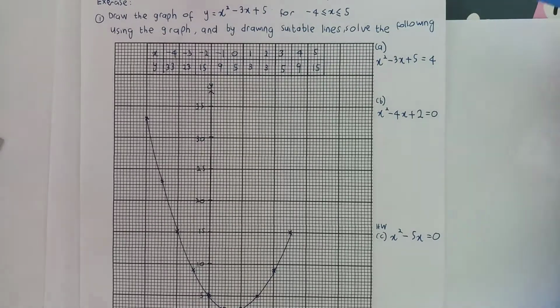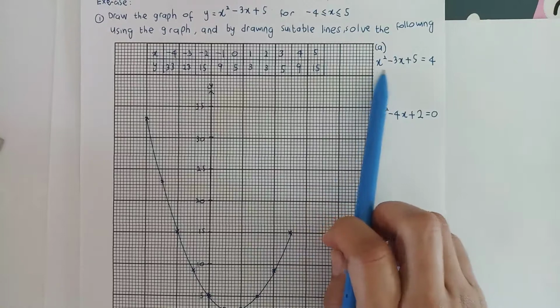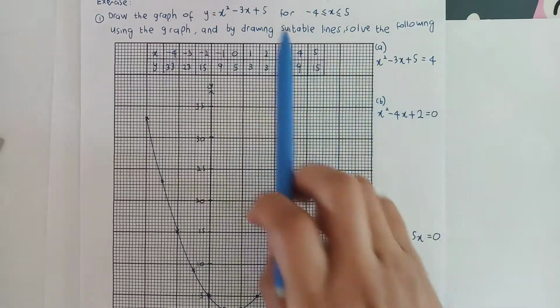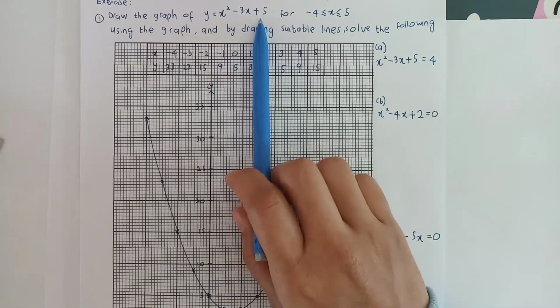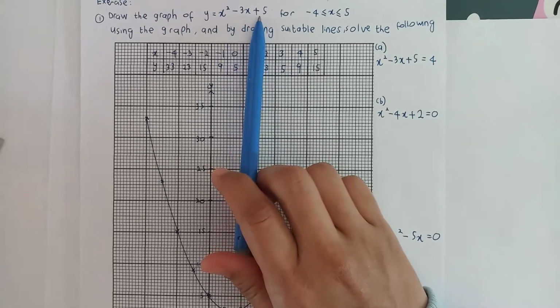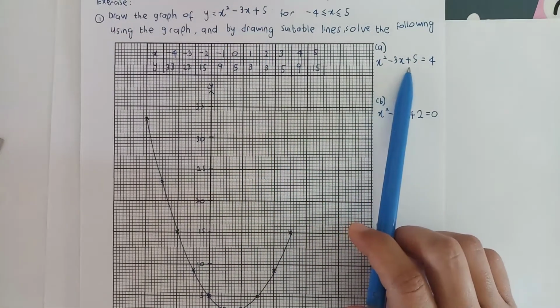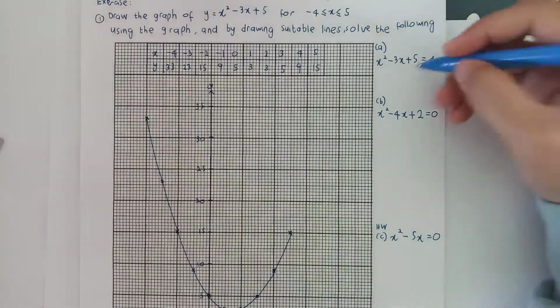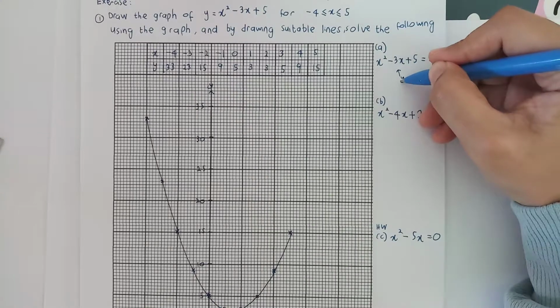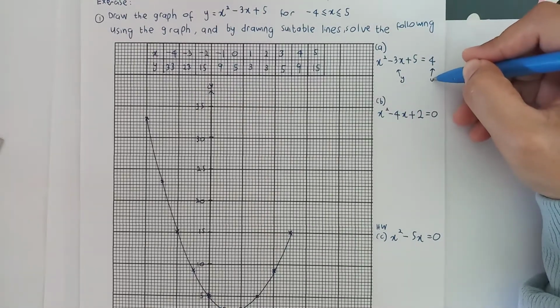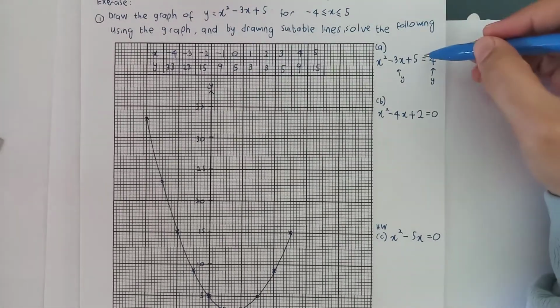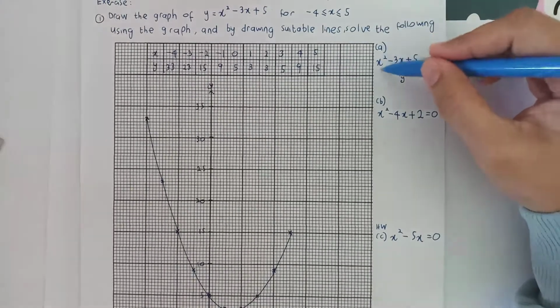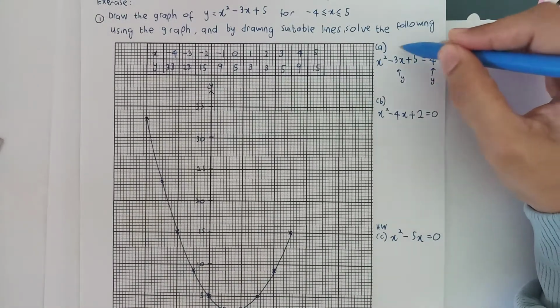The first one. This equation on the left here is actually your question just now. Same question: x squared minus 3x plus 5 equals to 4. So the left hand side is equal to y, the right hand side is also equal to y. We have drawn this curve. We are done with sketching this curve.